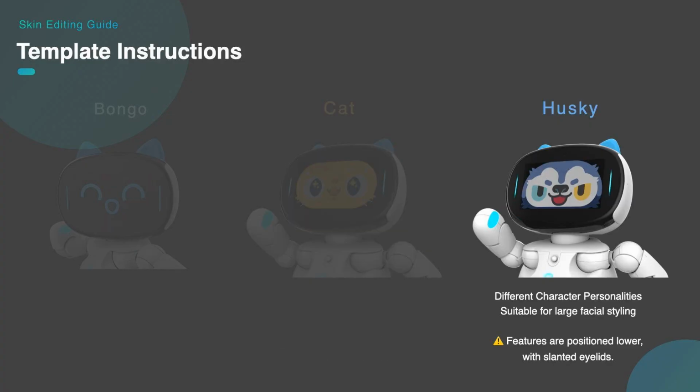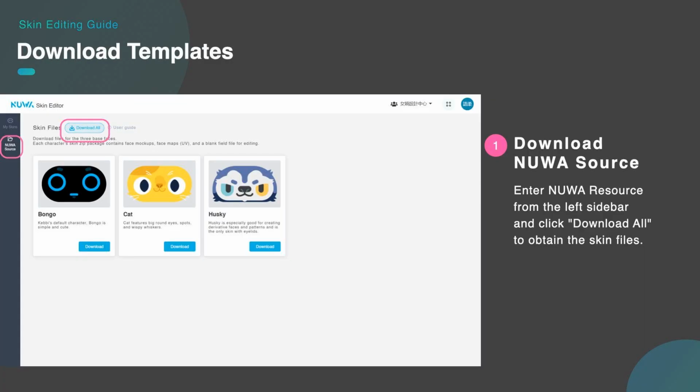The husky has droopy eyelids, fluffy fur, and cool heterochromatic eyes. It is suitable for characters with large facial designs and offers a different character personality from the cat. Its eyes, nose, and mouth are positioned lower than the other 2, and the eyelids are slanted. To download files, please click NUA Source in the left sidebar of the Skin Editor, and then click Download All to get all the skin files for reference or modification.